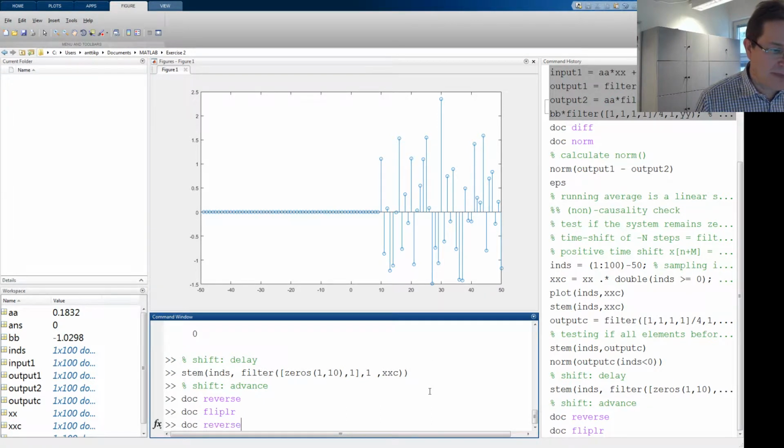So shift, the same thing. We flip the data and then we flip the output. Flip.